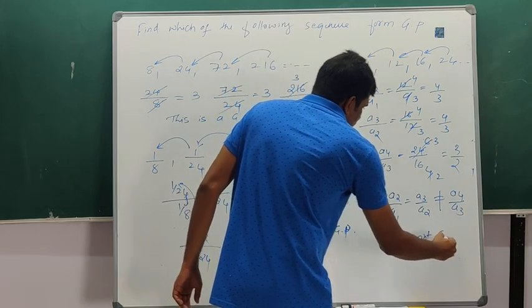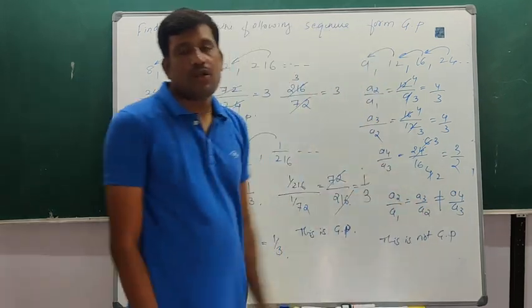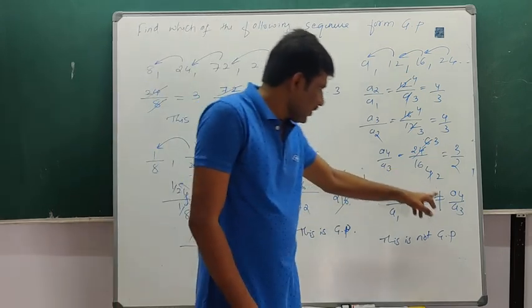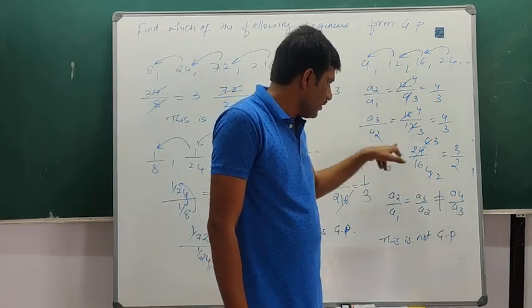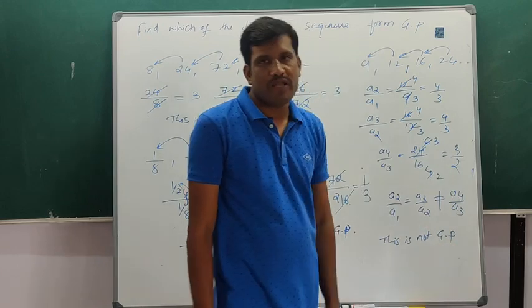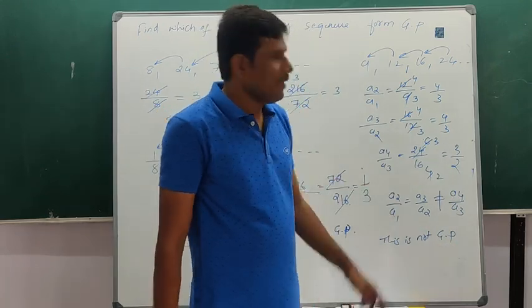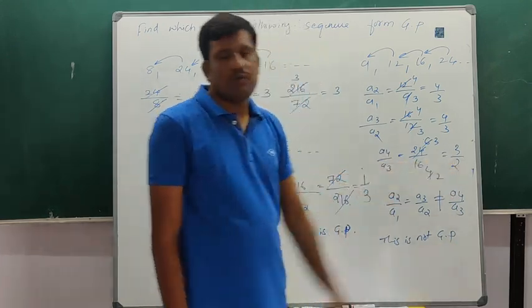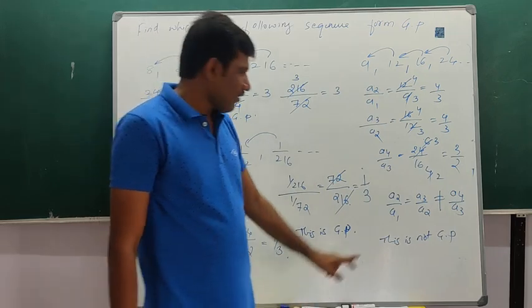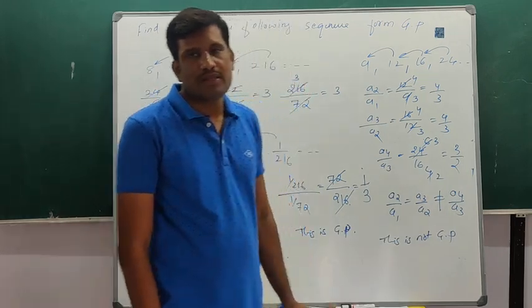Why is it not a GP? It is because the common ratio is not the same. Right? If A4 by A3 were also equal to 4 by 3, then we could say that it is a GP. But A4 divided by A3 is equal to how much? That is 3 by 2. Therefore, the given sequence is not a GP.